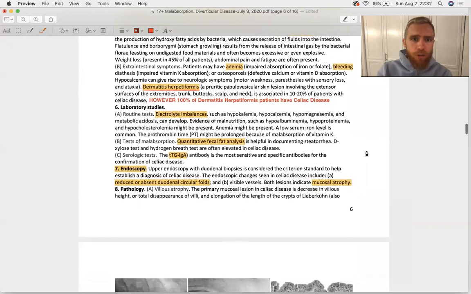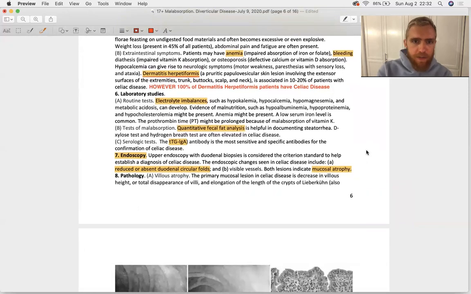You might see some extraintestinal symptoms in celiac disease: anemia due to impaired iron or folate absorption, a bleeding diathesis, and a diathesis is just a predisposition to something. So a bleeding diathesis means you're predisposed to bleed a lot due to impaired vitamin K absorption. Osteoporosis, that's our loss of vitamin D. Hypocalcemia should make sense too.